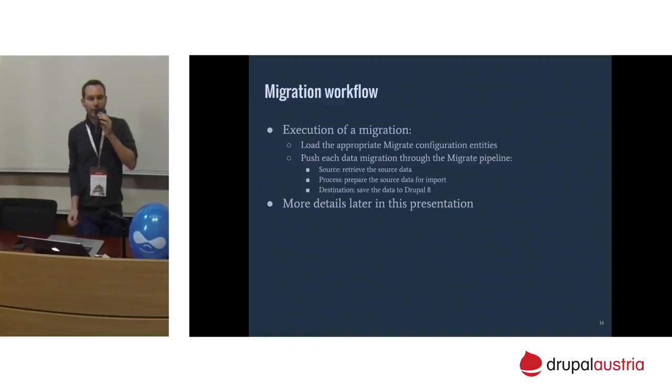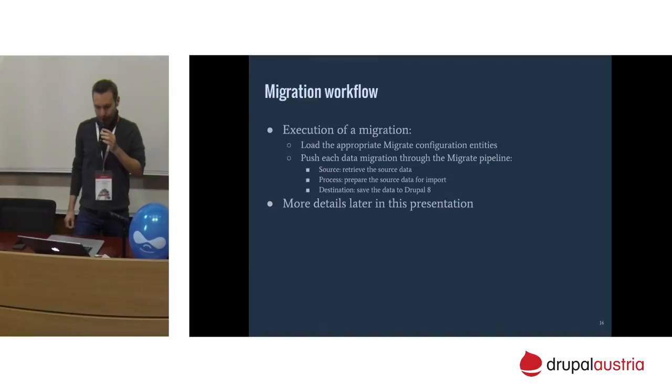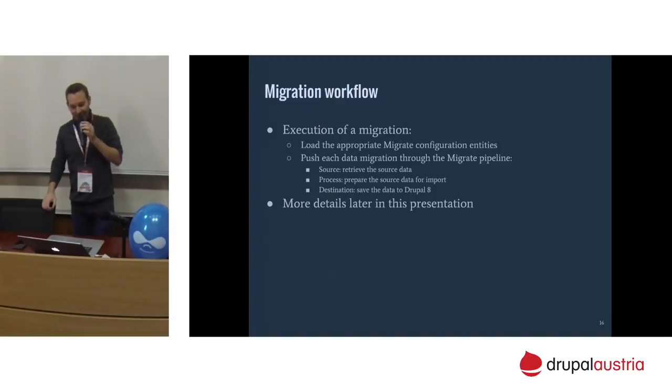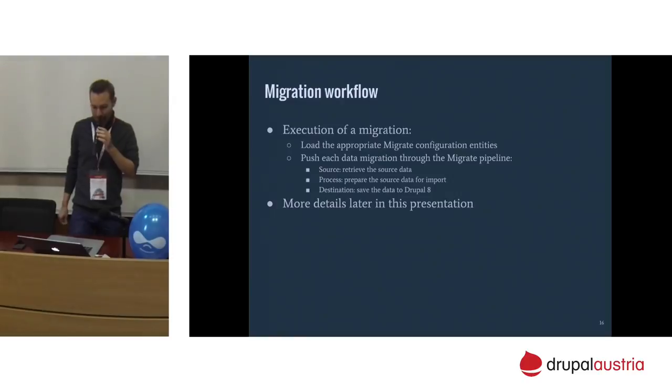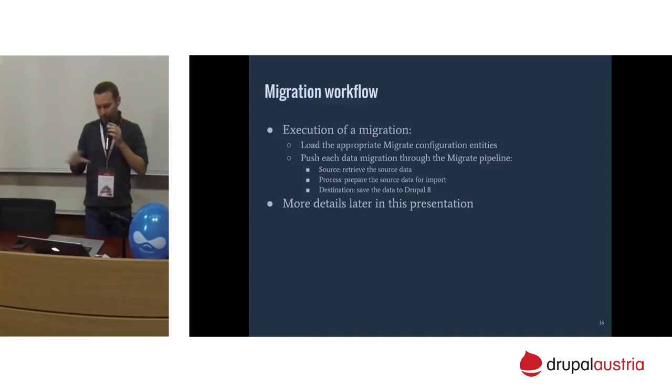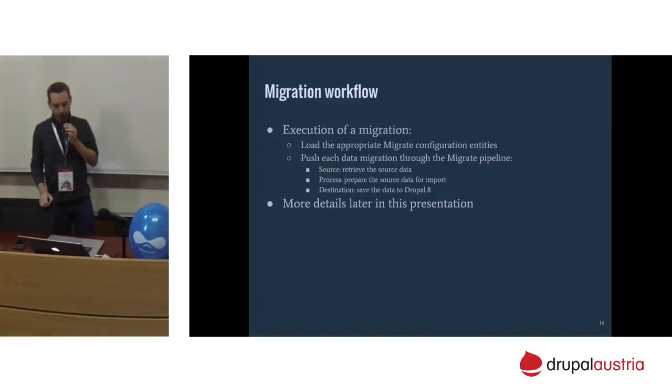So now that we know where these migration templates get stored, let's see what happens when you actually run a migration. So like I said, each migration template that is defined takes care of the migration of a specific piece of data. Can be an entity, can be specific entities, specific configuration, variables, things like that. And basically, it's quite simple. The execution of a migration, you load the appropriate migration config entities, and then the system moves through the migrate pipeline, which consists of three parts.